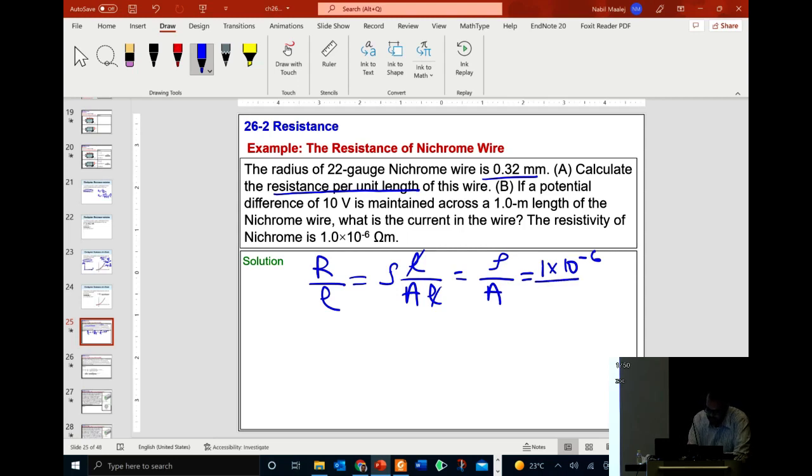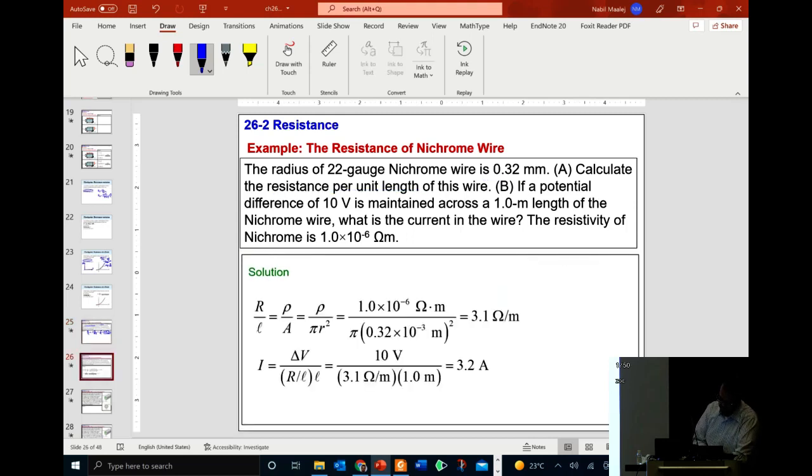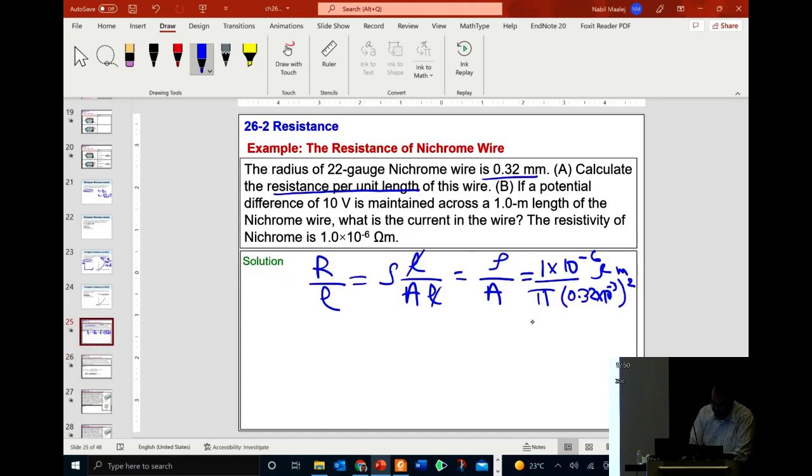Okay. 1 10 to the minus 6 ohm meters divided by the area. So we are given the radius, so this is pi r squared, and r is 0.32 10 to the minus 3 squared. So this is the resistance per unit length. The number here is 3.1 ohms per meter.